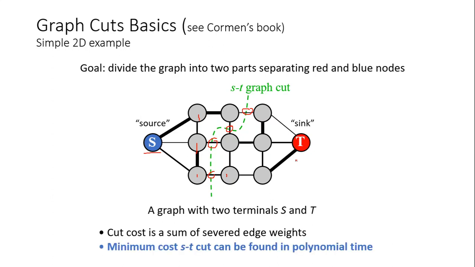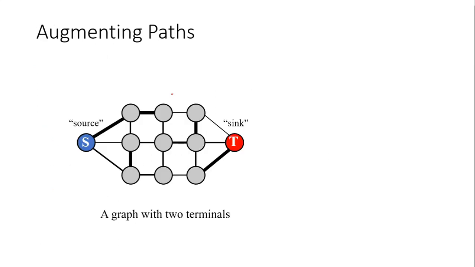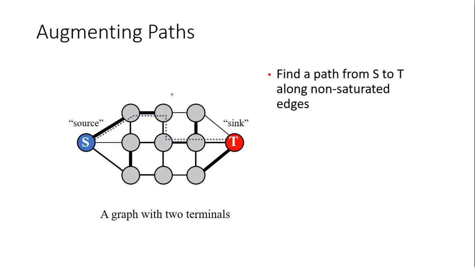Minimum cost s-t cut can be found in polynomial time. There are many algorithms. Augmenting paths is the algorithm used in the code given, and push-relabel and preflow are some other algorithms. I do not know much about those. Okay, augmenting paths. Starting from the source to the sink, we send water.